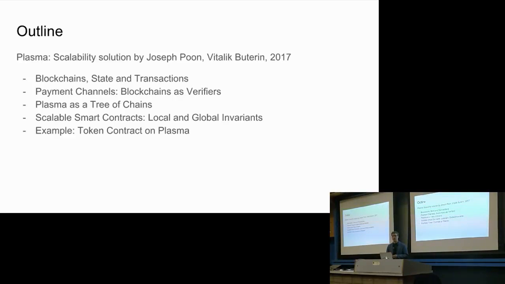And then we'll see that the key to implementing scalable smart contracts on Plasma is to transform global invariants we want to have, but which we cannot check in such a smart contract, into local invariants which we can check. And we'll see an example, so the source code of an example contract which implements a token on Plasma.